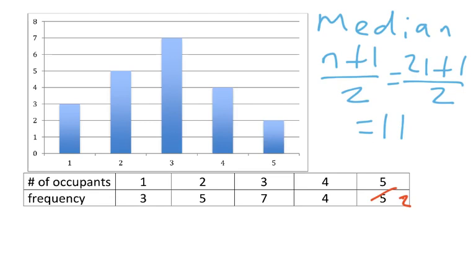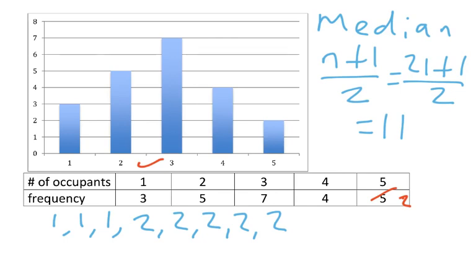Now, what does that mean exactly? The fact, for example, that there are 3 units that have 1 occupant means if we were listing units by occupant, we would have 3 ones followed by 5 twos followed by 7 threes and so forth. In that list, we are looking for position number 11. Now I could make the whole big long list, and that would be time consuming. I think we can figure out where the 11 is by simply looking at the frequencies.